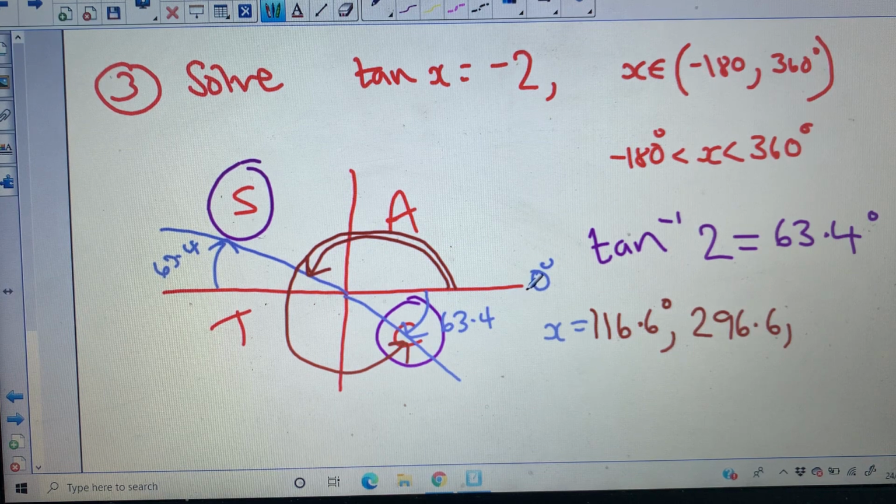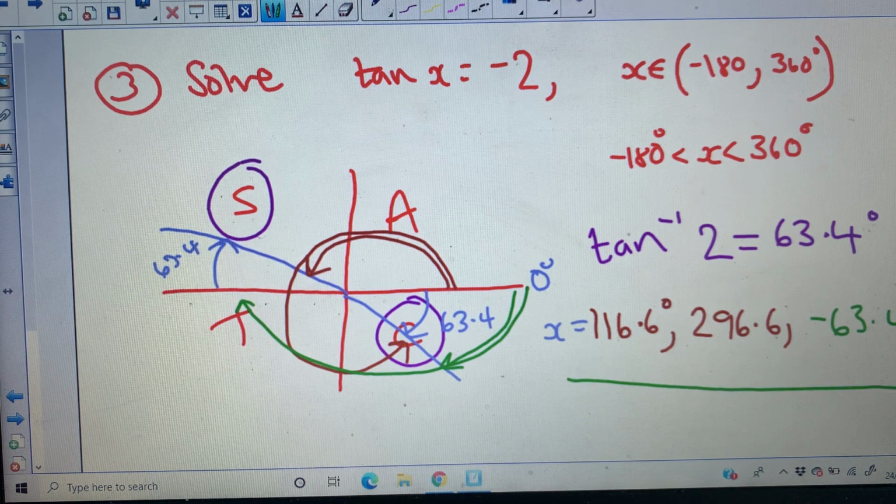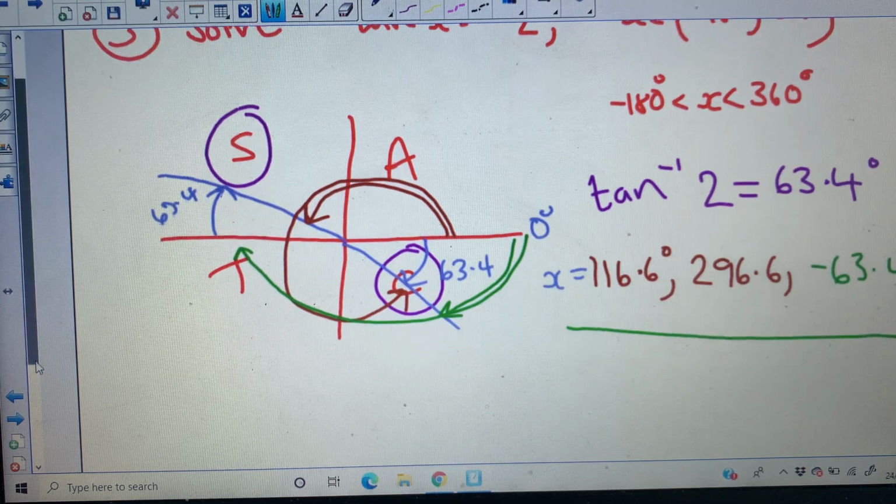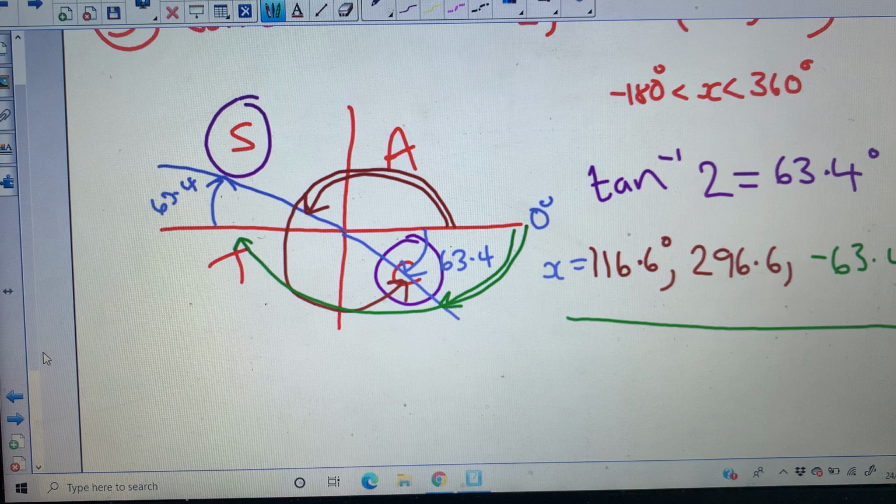So now let's go in a negative direction. If we head towards minus 90, you can see we hit minus 63.4. We can go as far as minus 180, nothing there. So those are our 3 solutions. And this is where I think CAST comes into its own. I haven't had to draw that annoying tan curve.